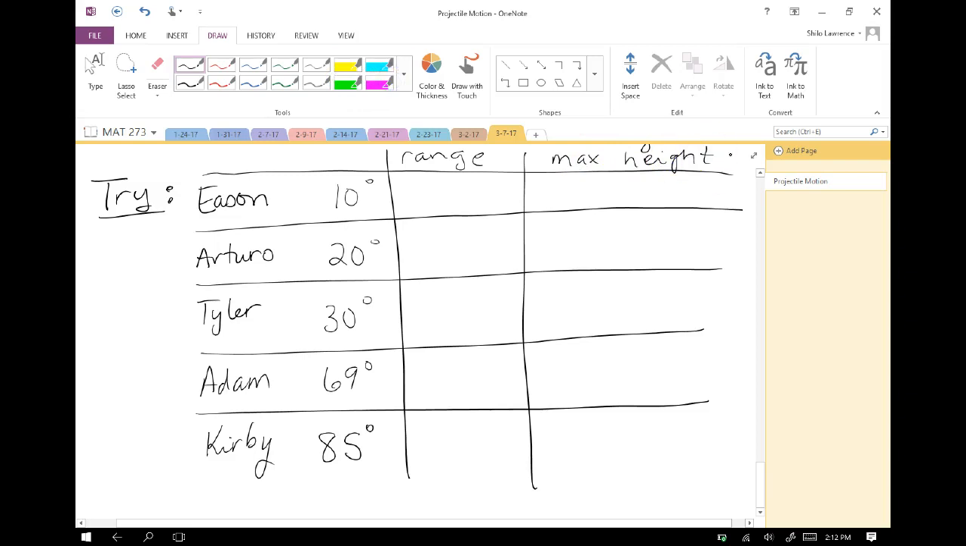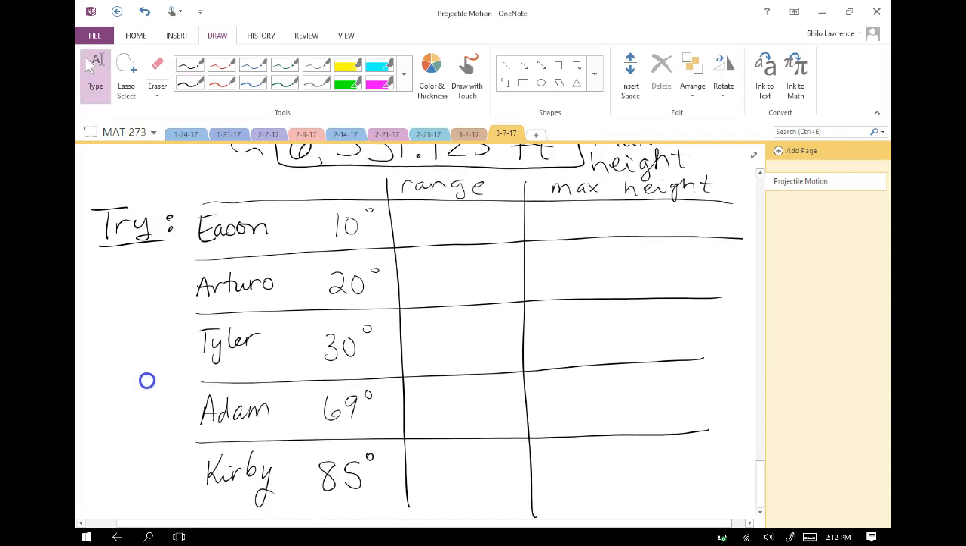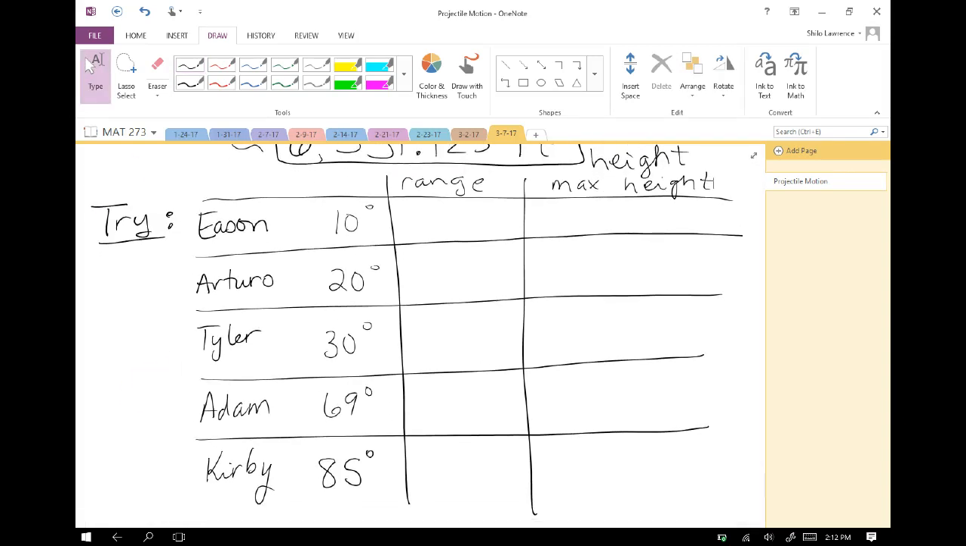Cosine 69. Everything else is the same, right? Everything else is the same. You're just going to change your angle. If you wrote down what we did for the last problems, you can pretty much go back in and change the angle. Everything else can be exactly the same. So everybody's got a different angle. We want to go back in and see what the range and the max height is going to be for your angle. Then we're going to come back and look at the values and see how these different angles change the range and the max height.